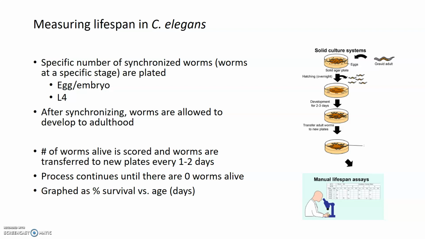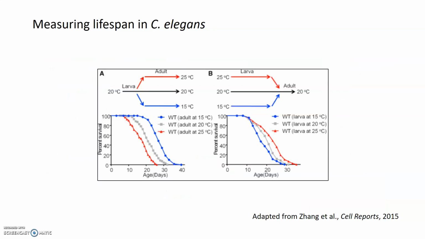And then the whole thing is graphed as % survival versus age in days. Right? And so it's a pretty simple process of just looking at a plate of worms and scoring how many are alive, moving the live worms to a new plate, and then coming back the next day and doing it again until all the worms are dead. And what you get is a graph that looks something like this, with % survival here on the y-axis and age in days on the x-axis.